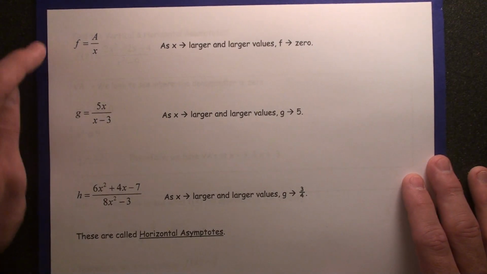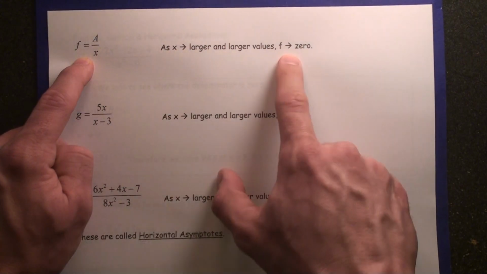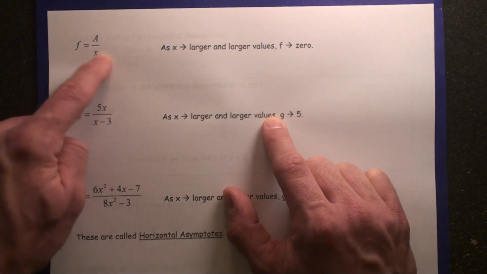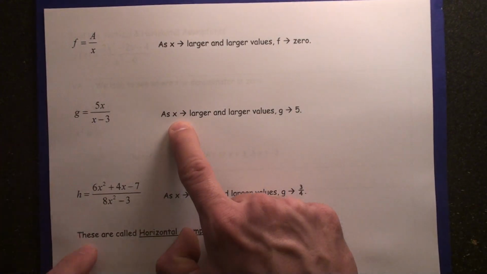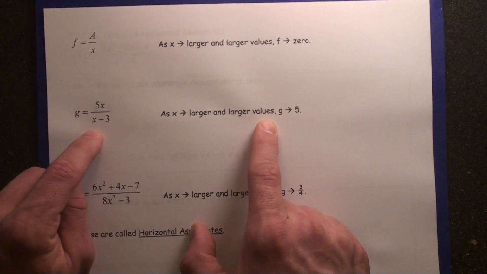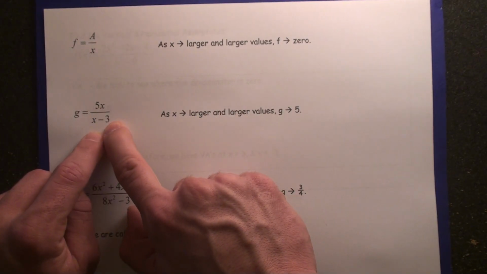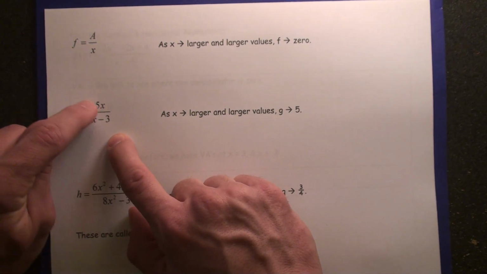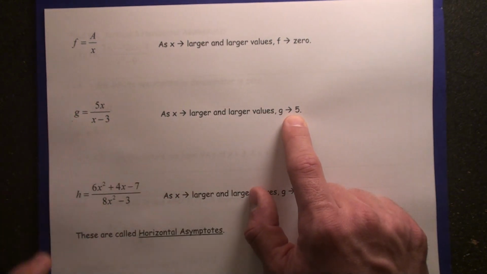As x gets larger and larger, x down here, doesn't f get closer and closer to 0 because the denominator is getting larger and larger and larger? Yes, it does. G, same thing. As x gets larger and larger, the minus 3 in the denominator becomes insignificant, and you end up getting a ratio of 5 to 1.